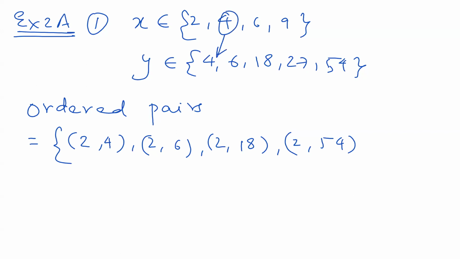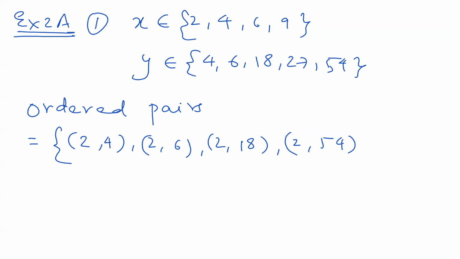4 is a factor of 4. Yes, but then both the terms should not be equal. X should be less than y. Okay, so equal terms don't consider it. Then 4 is a factor of 6. Not really, because when we break down 6 into multiples, we cannot get a 4. Okay, 4 is a factor of 18.